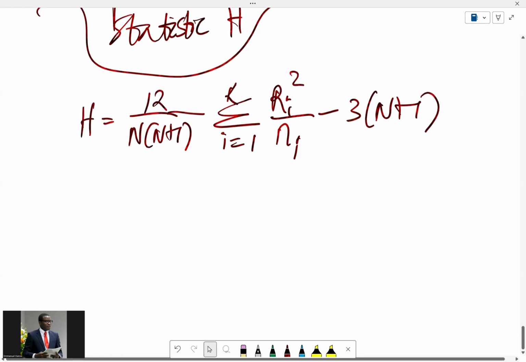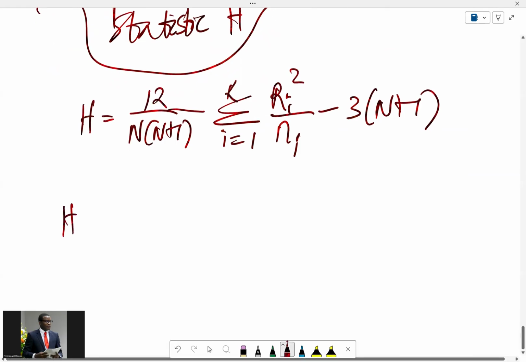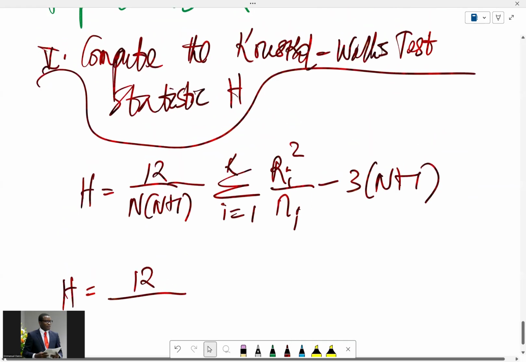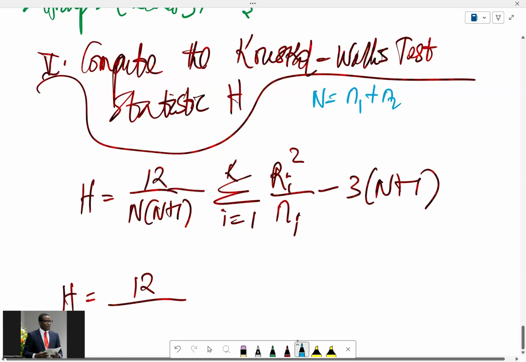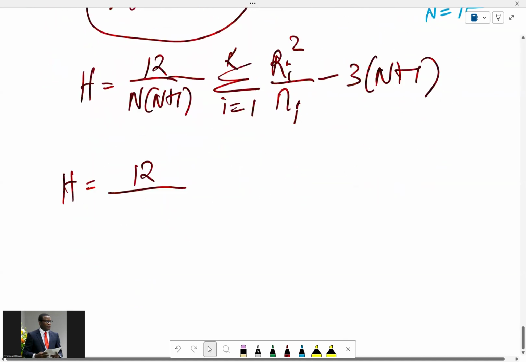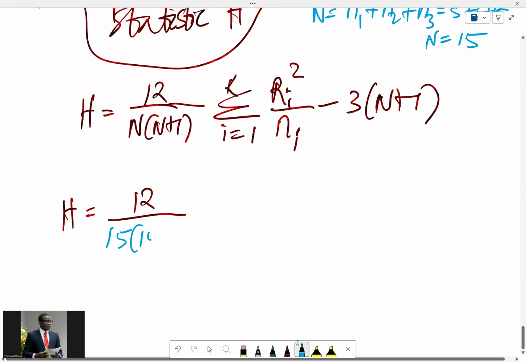So we have to plug in the formula now. H equals 12 over the total number. Total n is n1 plus n2 plus n3, which is 5 plus 5 plus 5, so n is 15. That means we have 12 over 15 into 15 plus 1.